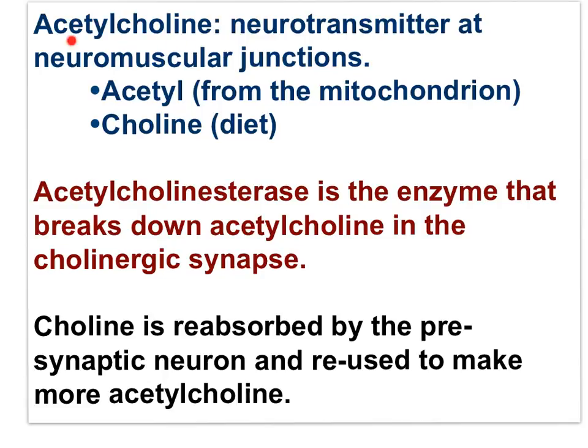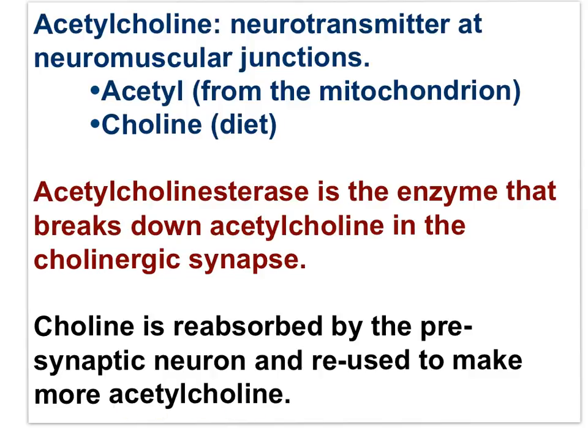Acetylcholine is the neurotransmitter at neuromuscular junctions. The acetyl group comes from the mitochondrion. You might remember acetyl-CoA. And choline, that part of the molecule, comes from your diet. Now, the enzyme that breaks acetylcholine in the synapse is acetylcholinesterase. It's the enzyme that breaks down acetylcholine in the cholinergic synapse. Now, the choline then is reabsorbed by the presynaptic neuron and reused to synthesize more acetylcholine.